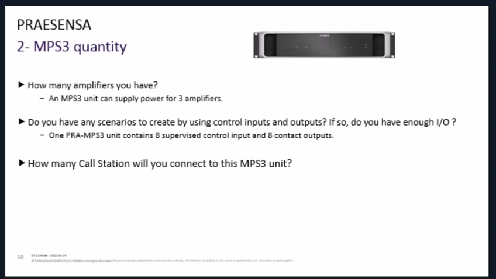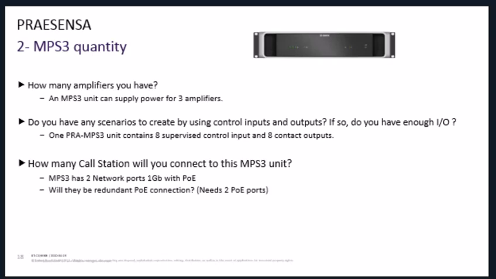Thirdly, how many call stations you will connect to this particular MPS3 unit, or overall to your system. Both you should consider. An MPS3 unit has 2 network ports with 1 GB with PoE. So if you want to feed your call stations via that connection, you always have to consider if they will be redundant connections or just regular connections, because if it is redundant, you will need 2 PoE ports per call station. So then with this calculation, you will figure out if you have enough MPS units to feed all your call stations.